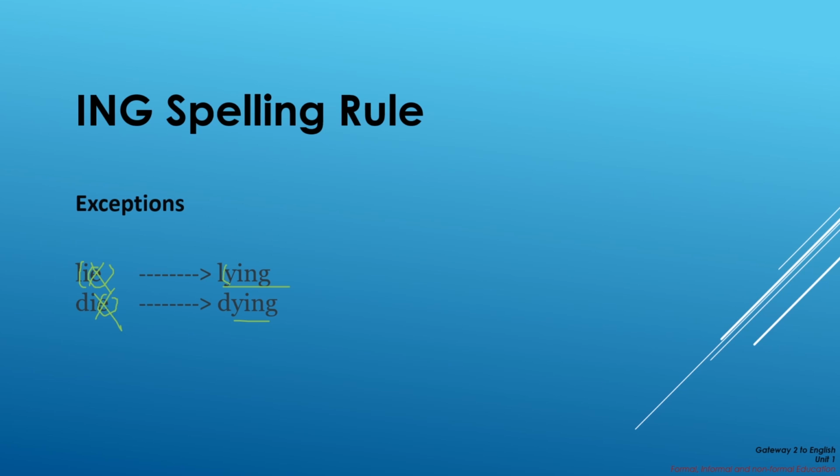The final example is die. To die. It's the same rule. You have to replace the vowel I with Y plus ing.